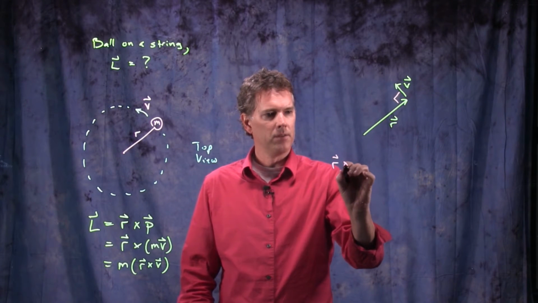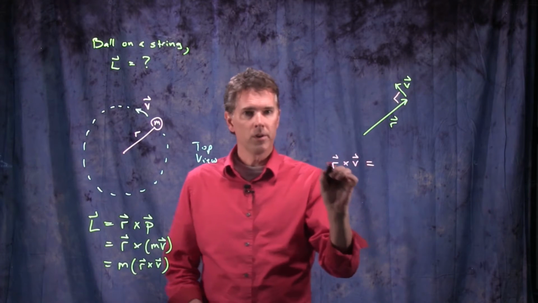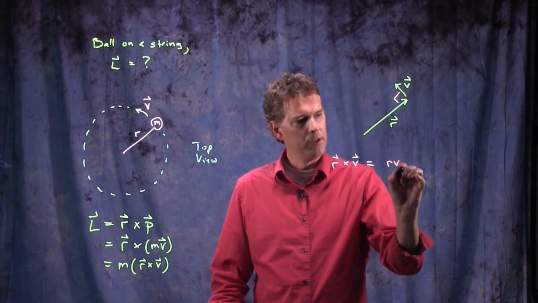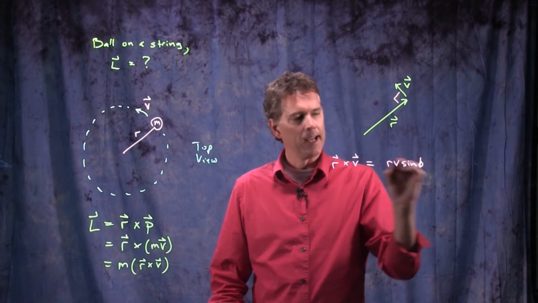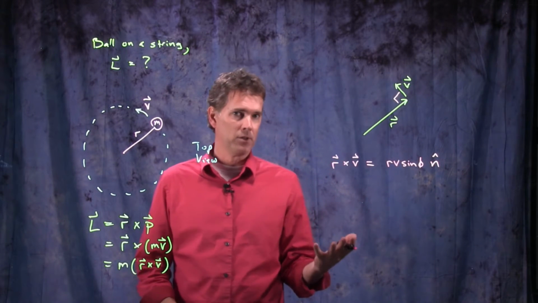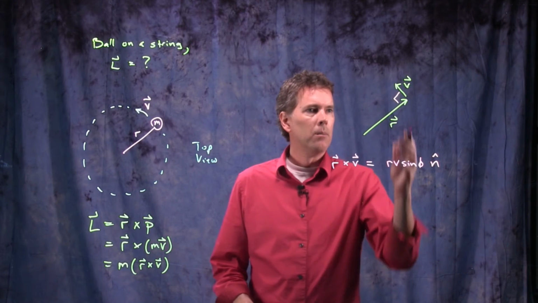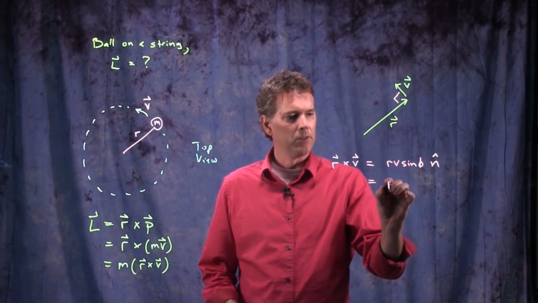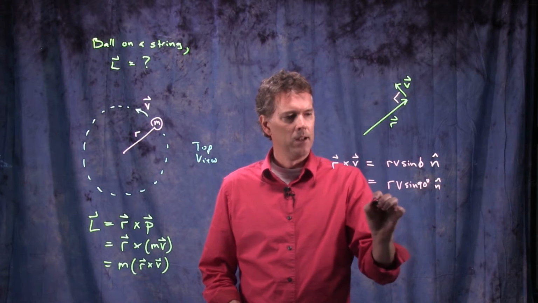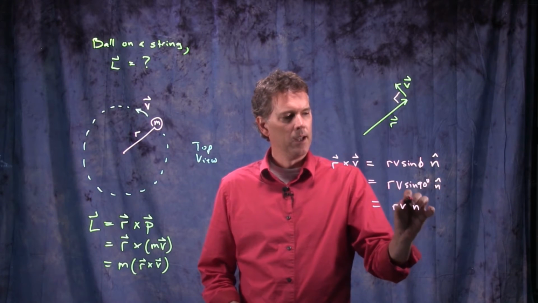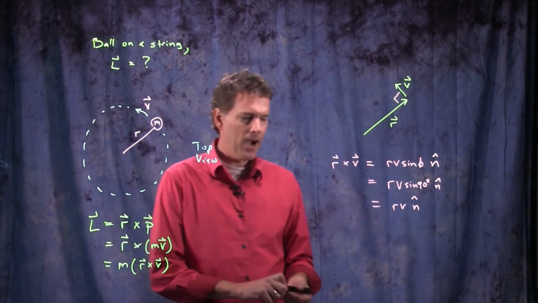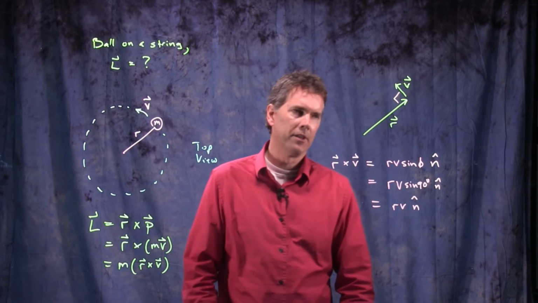r cross v, according to our definition for the cross product, is just r times v times the sine of the angle between them times n hat, this direction that we have to find from the right-hand rule. But the angle between them we just said was 90 degrees. So this becomes r v sine of 90 degrees n hat, and sine of 90 is just 1. And so we have r v n hat. All right, now we need to figure out the direction for this thing.